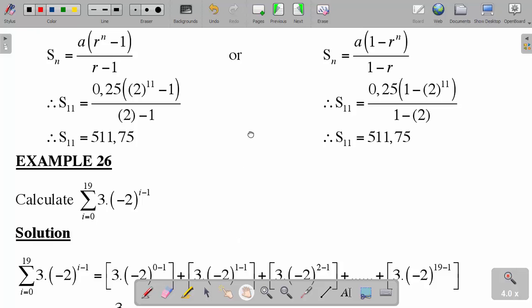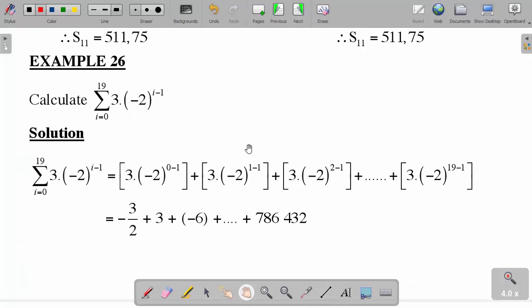Okay, now another example which is interesting and which examiners like most. It says calculate the summation from i equals 0 up to 19 of 3 multiplied by negative 2 power i minus 1. So in here we're going to first generate our series beginning with i equals 0, 1, 2, 3, 4 up to 19. Now with i equals 0, I substitute and I'm going to have 3 multiplied by negative 2 to the power 0 minus 1. So this will give my first term when simplified.